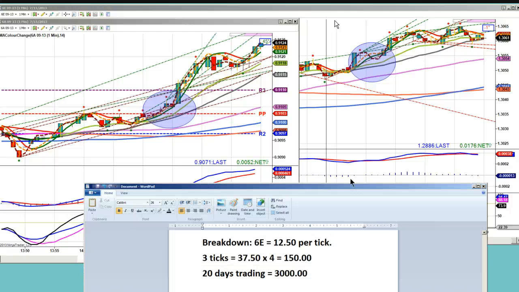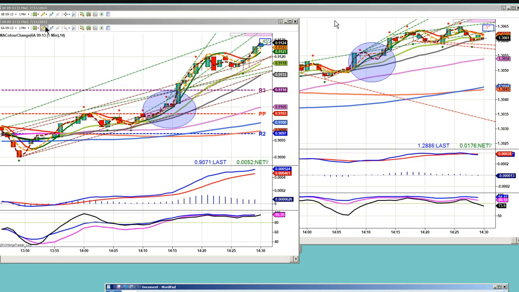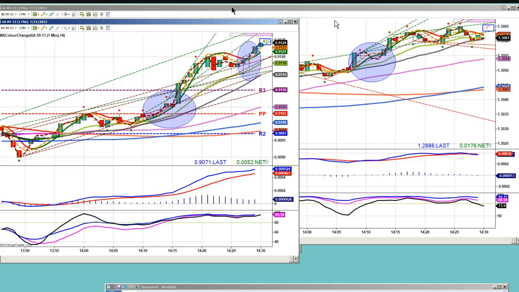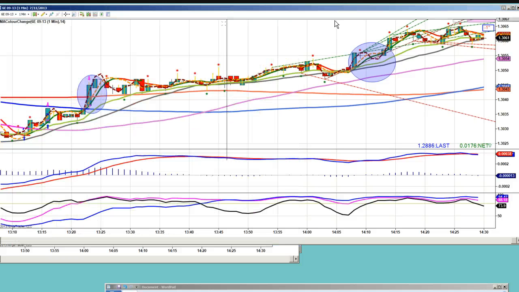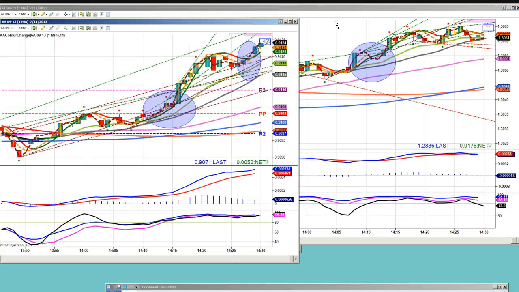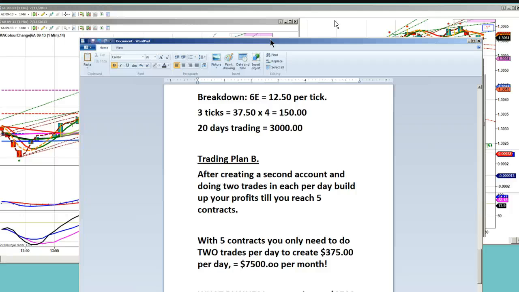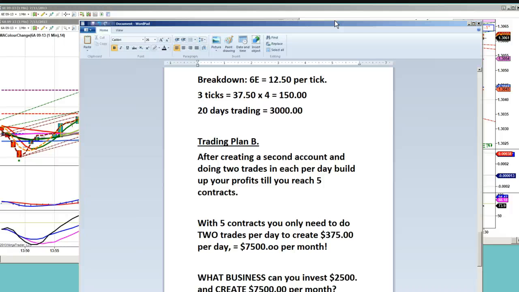Now, if you become a real whiz, you can do 2 trades in one market and 2 trades in another market. Now you made 4 trades a day, 5 contracts. You're going to make $15,000 in 20 days of trading. This is not rocket science, guys. It's all about your approach.